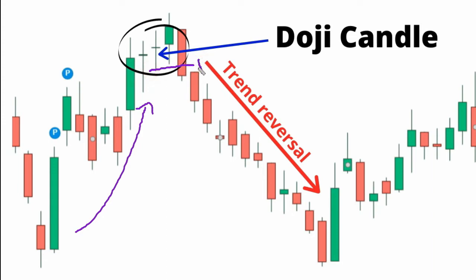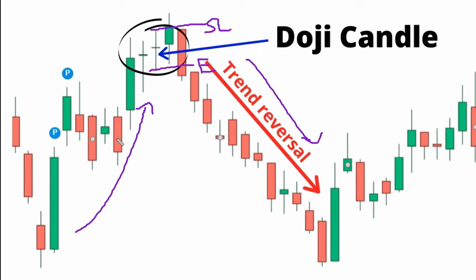Our entry will be at the low of the doji candle and our stop loss will be at the high of the doji candle. After the doji candle low is broken, we can see that we are getting a strong bearish rally. Now we will see the trading psychology of this doji candle.